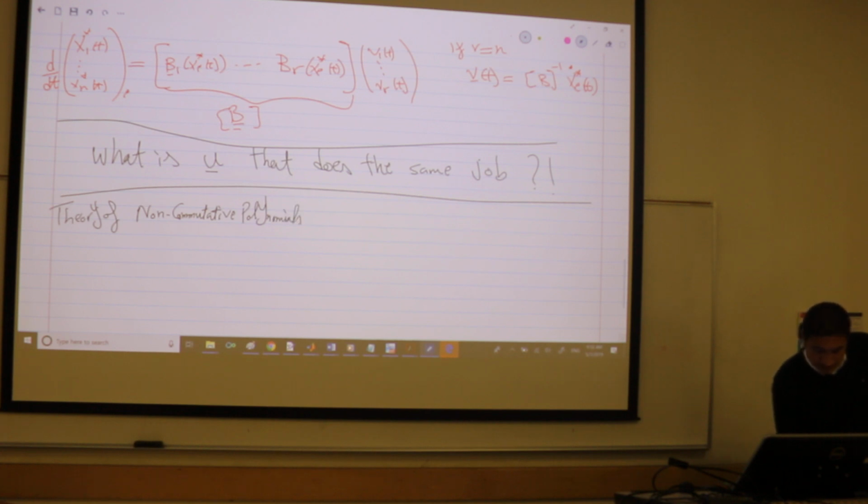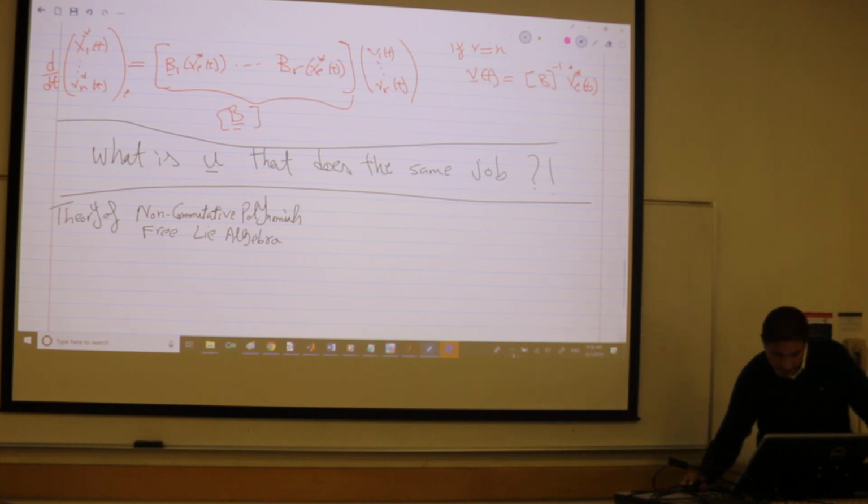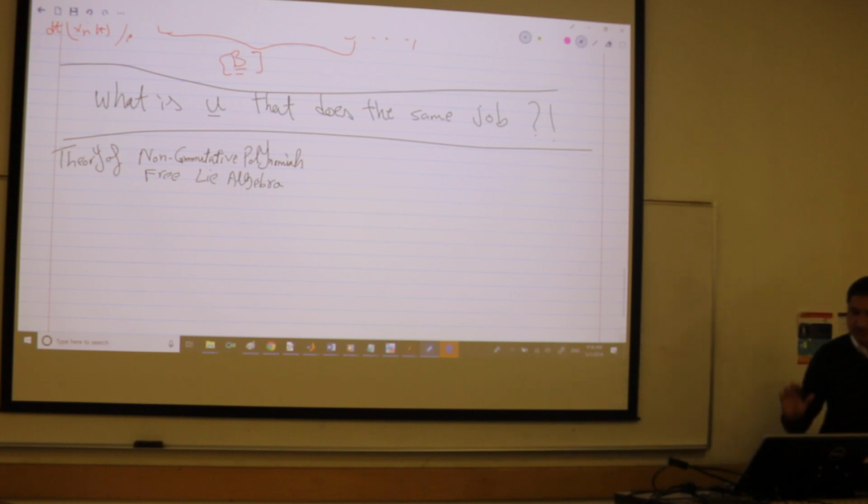Sometimes it's also related to the theory of free Lie algebra. But if you have any question, please stop me. Anything obvious so far? Okay, so this is not hard, it just needs a little thinking. It's not hard at all, by the way, it just needs a good way of presentation, which is the hard part of it. It's how to present it in a good way.